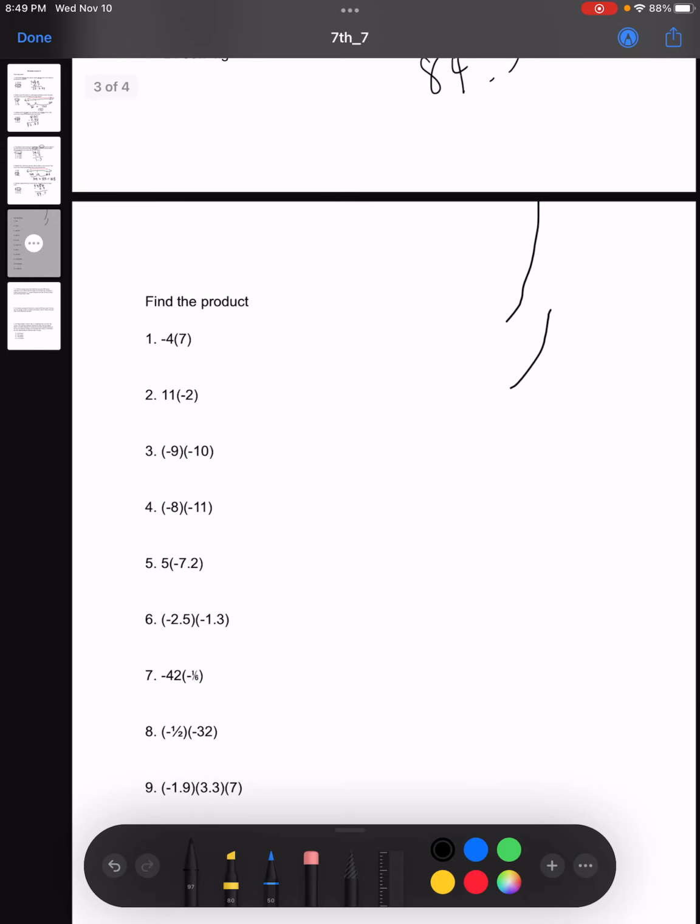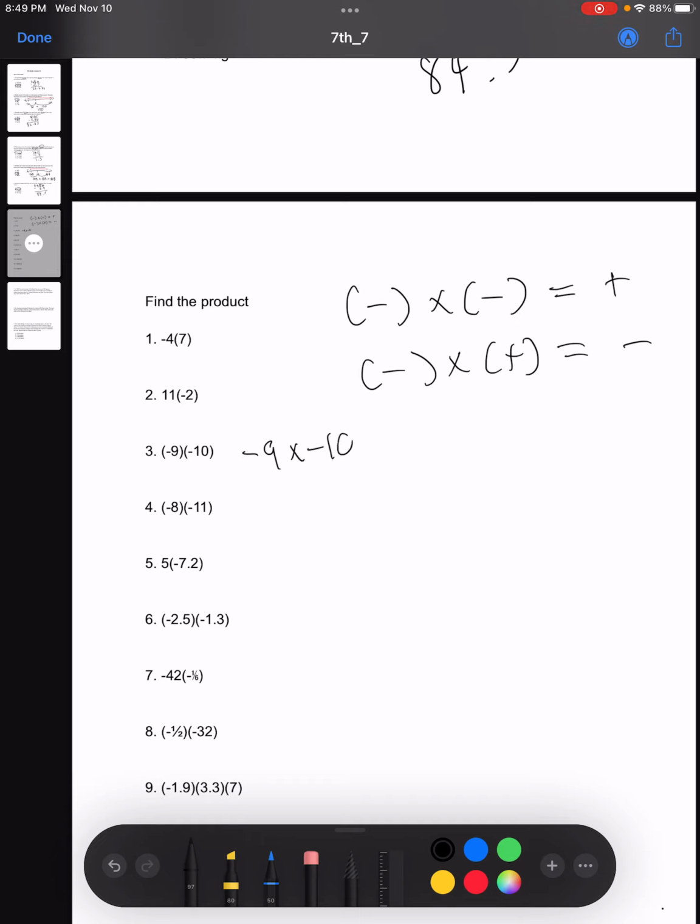We can do a couple of these. Let's look at number 3. Find the product. So remember that a negative times a negative number will equal a positive number, while a negative times a positive number will become negative. So for number 3, we have negative 9 times negative 10. Since a negative times a negative is a positive, we would get 90.